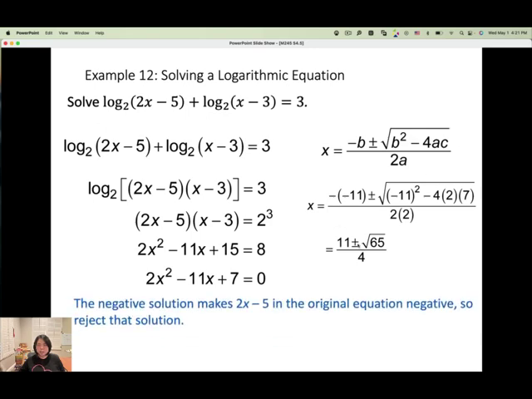Okay, when you have the negative numbers, you can try to use your calculator. When you plug back in, you're going to get a negative number. And that's why we're going to reject the negative. So we only have one solution.